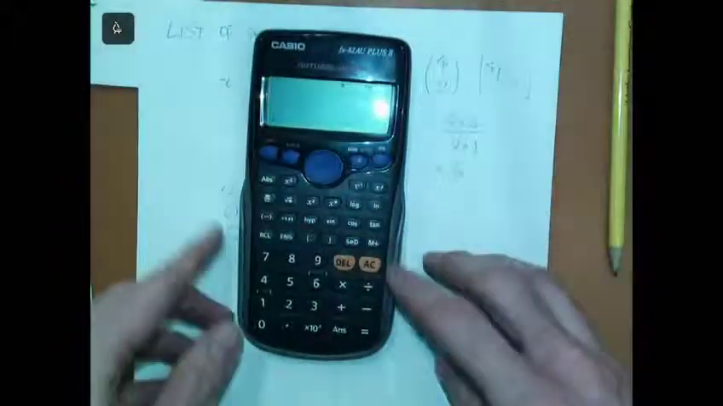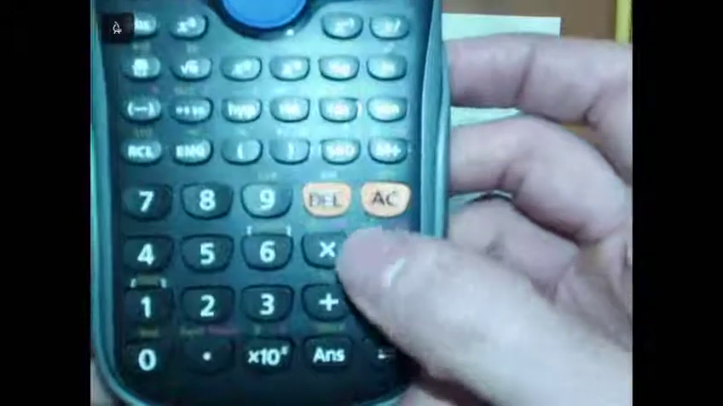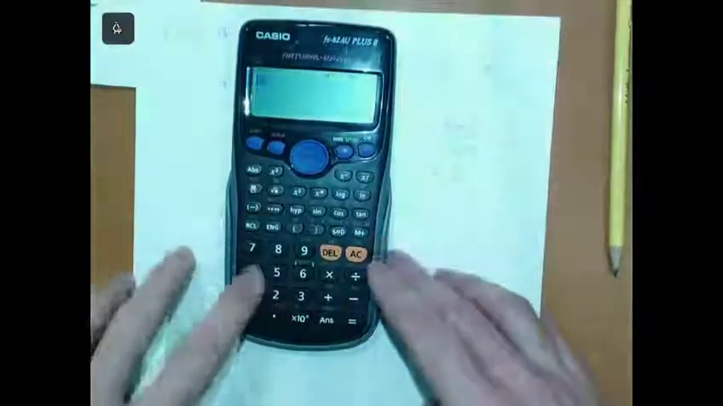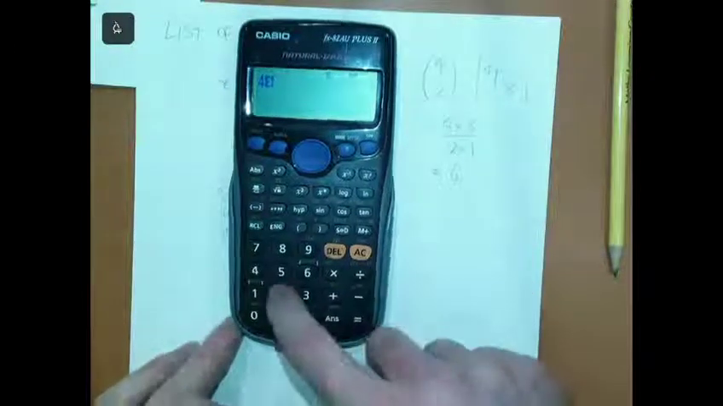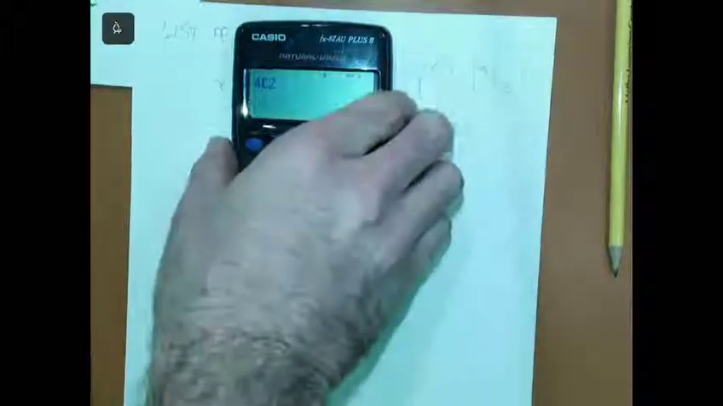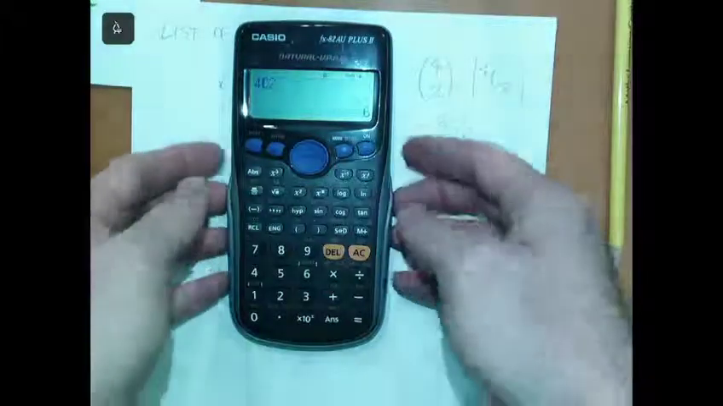It's just here. See? nCr, just there, and that's the shift. So I'd go 4, shift, nCr, 2. 4C2 is 6. My calculator agrees with me. Sorry, Dave. Yep. Can you explain what the 4 and 2 means?